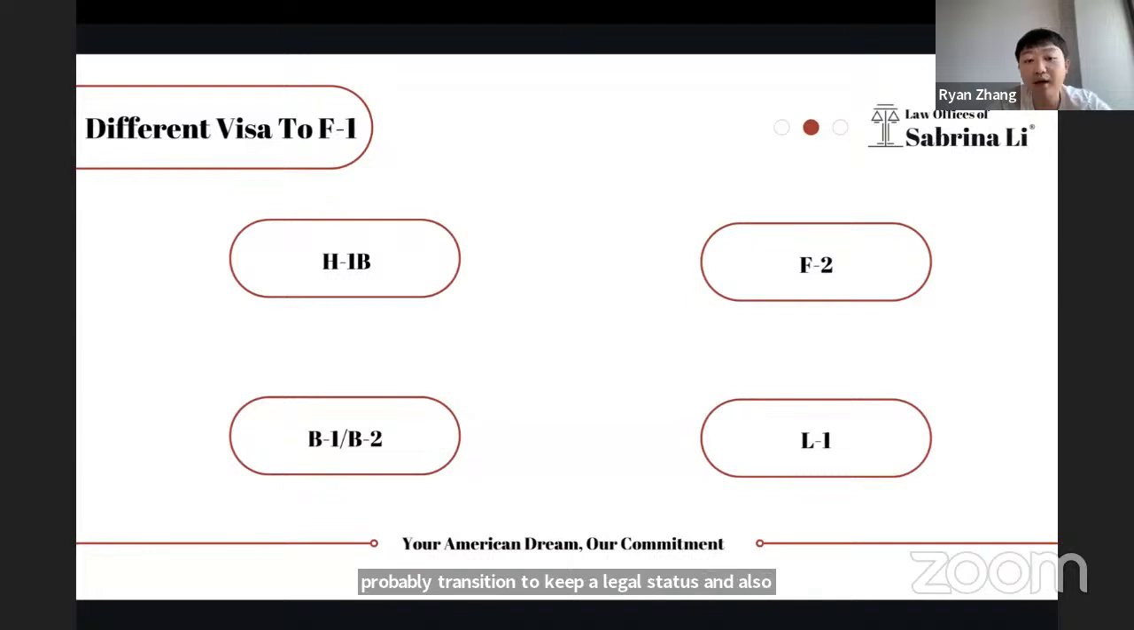If you come in with a spouse visa like F2, H4, what are the options to change your status? And then also B1, B2, we're going to cover changing your status to F1 as well. Let's go to the next slide.